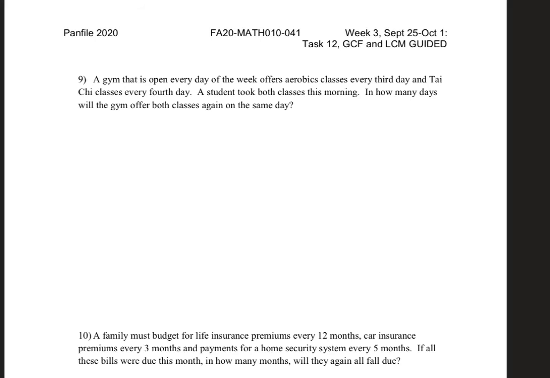A gym that's open every day of the week offers aerobics class every third day, and Tai Chi classes every fourth day. So really, there's the 3, there's the 4, okay? These are your 2 numbers. A student took both classes this morning, so they're saying that it happened today, the same day. In how many days will the gym offer both classes again on the same day? This is LCM. This is asking you for the least common multiple because they want to know when it's going to be in common.